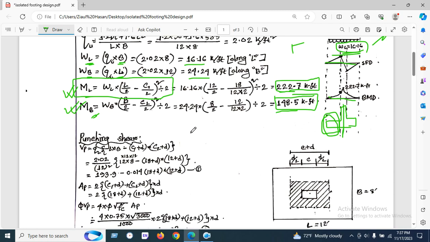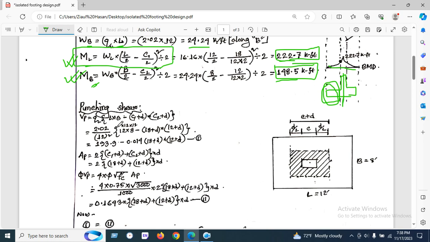Okay, so before we go to design, we have to check two shears. One is punching shear, another is flexural shear. So let's talk about punching shear. The punching shear occurs within d distance from the column face. Here is the column face, and the punching shear would be at that distance.